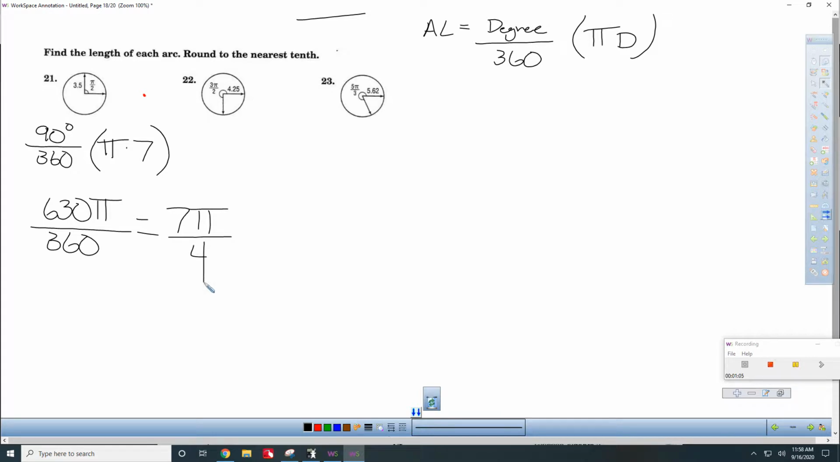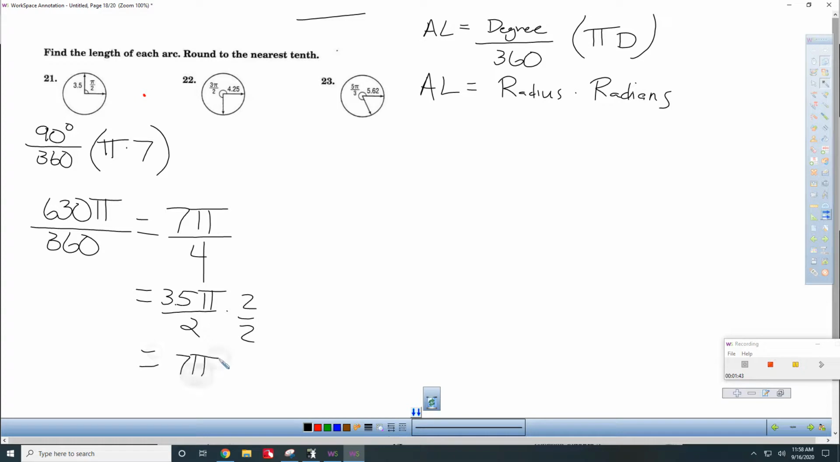Okay? But here's what's wild. If we know it in radians, arc length could also be just considered the radius times the radians. So look, 3.5 times pi over 2. So you wouldn't write a fraction as a decimal. So then you multiply the top and the bottom by 2. And look what you get. 7 pi over 4.